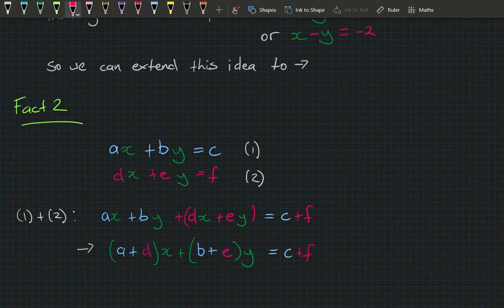And therefore our new coefficient of x is a plus d and our coefficient of y is b plus e.